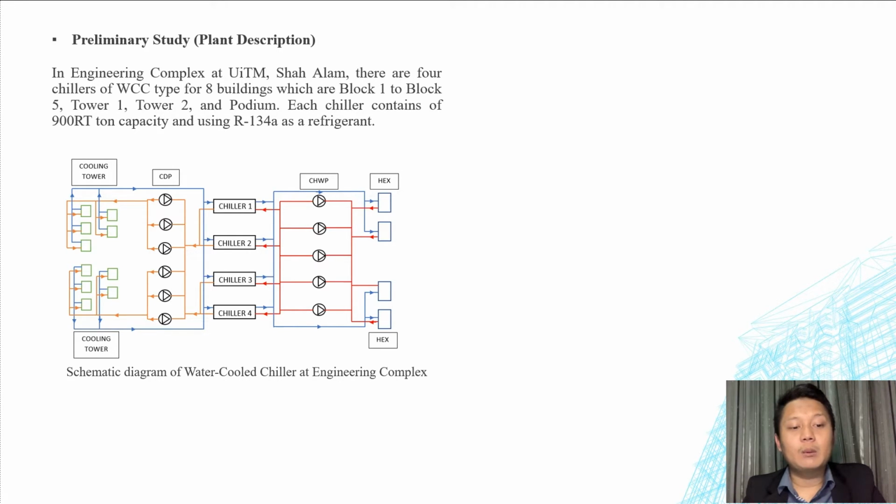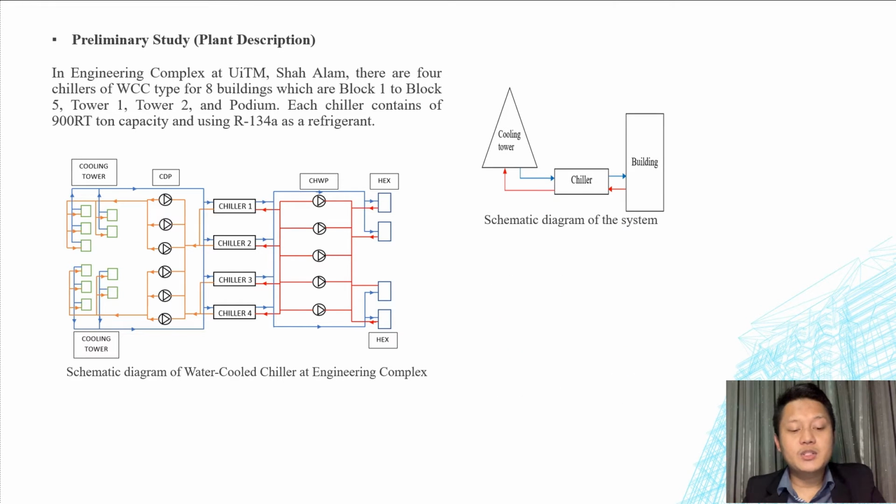For the schematic diagram of the water-cooled chiller, cool water from the chiller will be supplied to the chilled water pump, which is CHWP, and will be pumped to the air handling unit and to the heat exchanger. After that, it goes to the building. Hot air that returns from the building goes back to the chiller and to the condenser pump CDP to elevate the water to the cooling tower. The cooling tower will reduce the temperature before returning to the chiller.